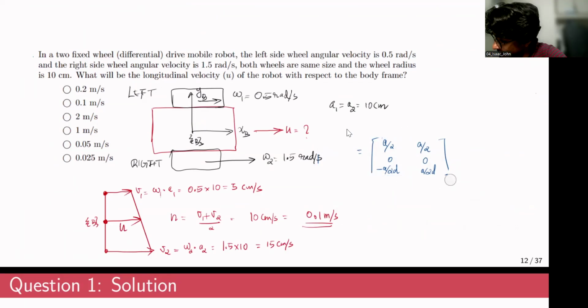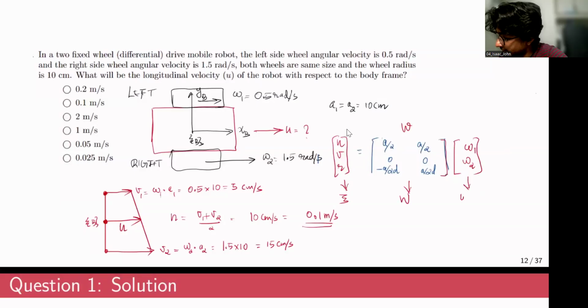So this over here is the wheel configuration matrix of a differential wheel drive. And you can post multiply this with omega 1 and omega 2. This would give you UVR, right? Because this is that well-known relation that we have just derived. This is the theta vector, this is the W vector, and this is the omega vector. So all these parameters are given, and the wheel angular velocities are also given.